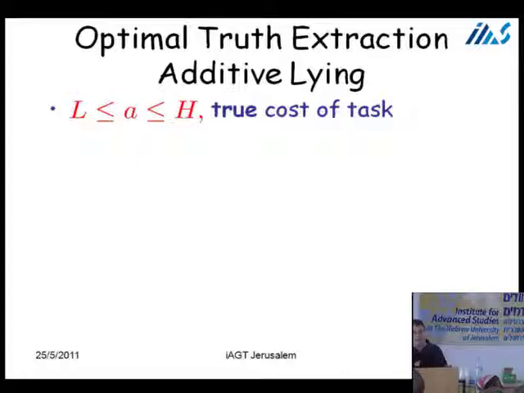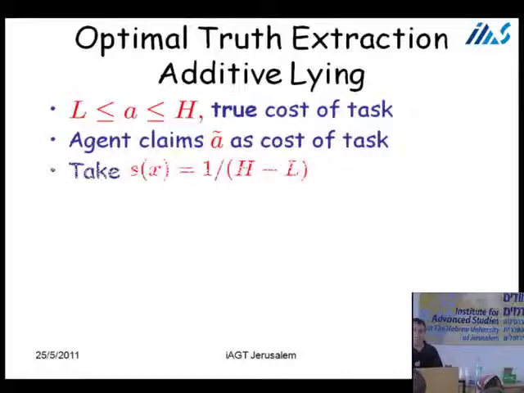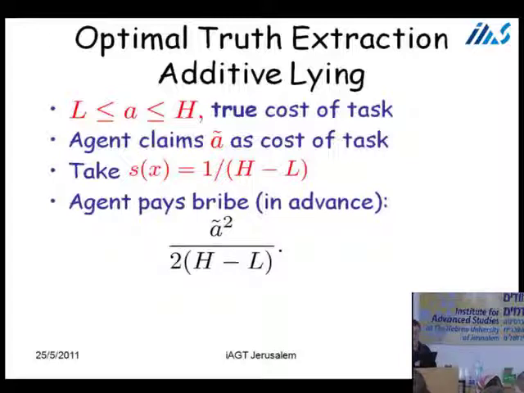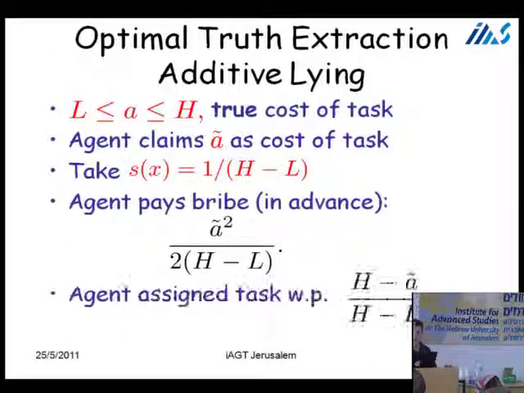Actually, I'm going to give you an optimal truth extraction for additive lying. I'm going to choose this S of x, 1 over H minus L. And then I just plug it into what we had before. This is the bribe that's being paid in advance, A tilde squared over 2(H minus L). This is the probability, translating what we had before, that the agent gets assigned the task.